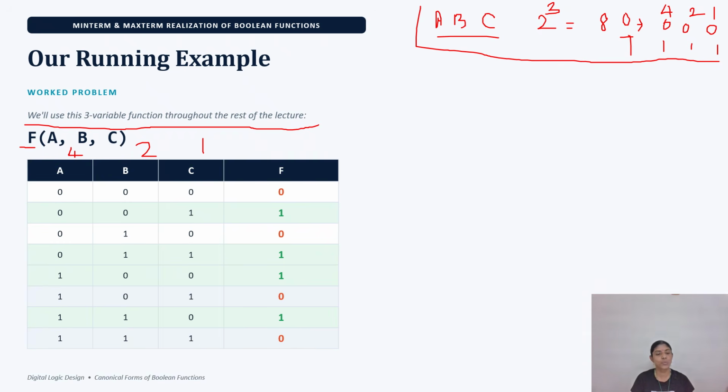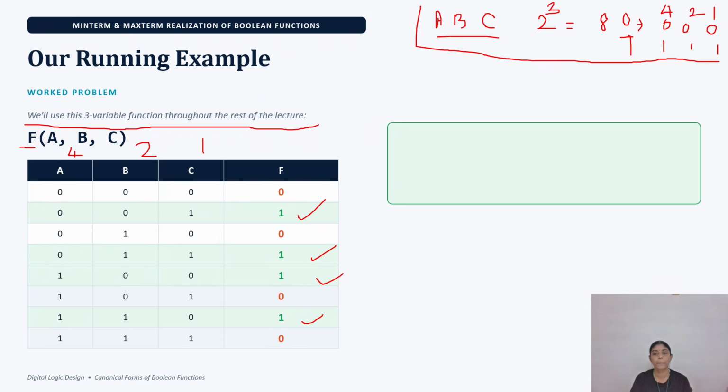Okay, right. So what is your first step? You have to scan the truth table and find wherever it has the 1. That is your first step. So where the function is 1: 0, 0, 1. Next it is 0, 1, 1. Next it is 1, 0, 0. Next it is 1, 1, 0. Right? The first step. So F equals 1 in the green rows.